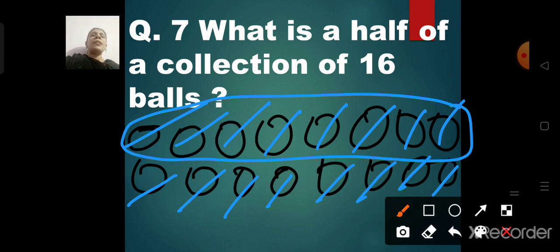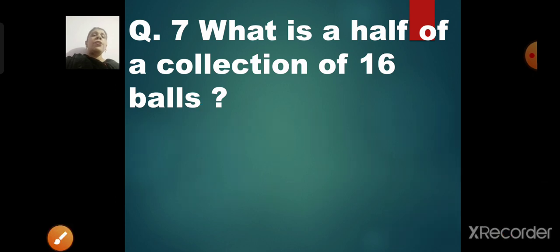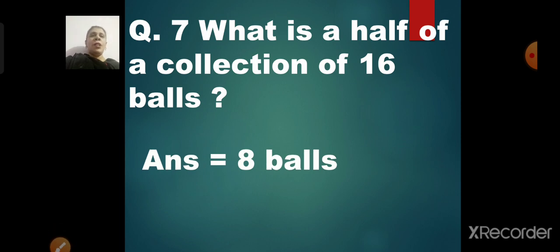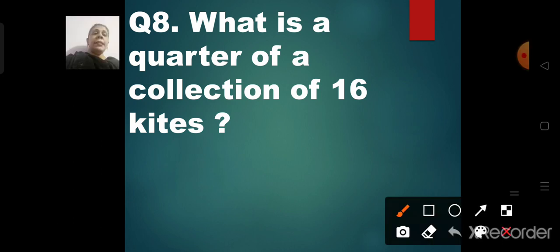So the half of 16 will be how much, children? Wait, I'll cut this. So the half of 16 will be how much? 8 balls. So what is the half of a collection of 16 balls? It will be 8 balls. Okay. What is a quarter of a collection of 16 kites? Now let us see, it's a quarter.